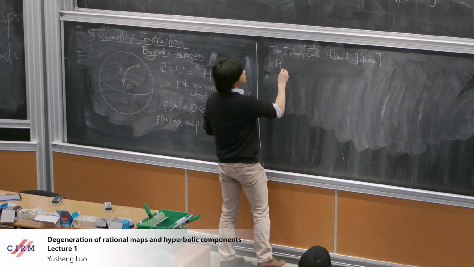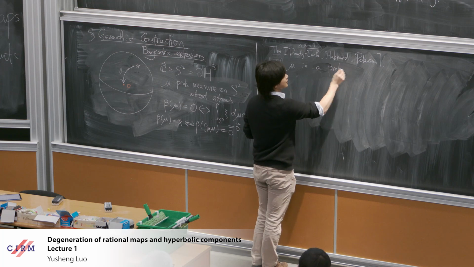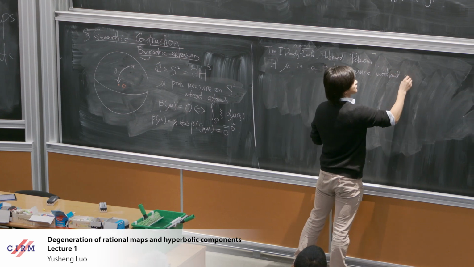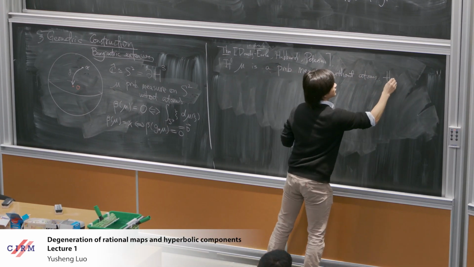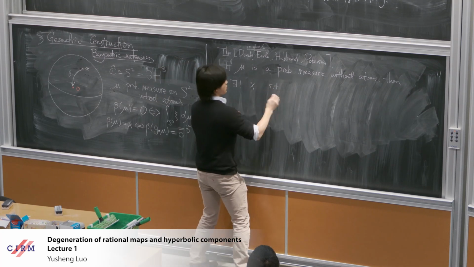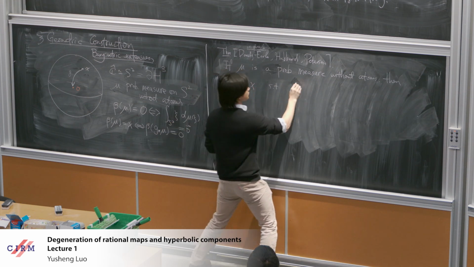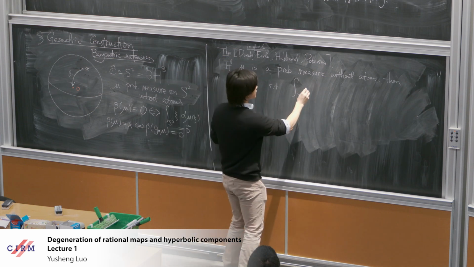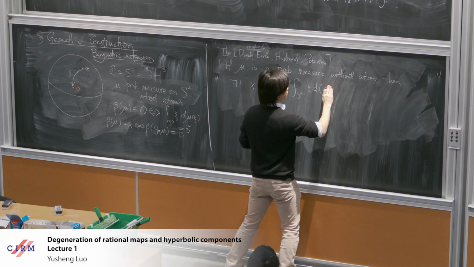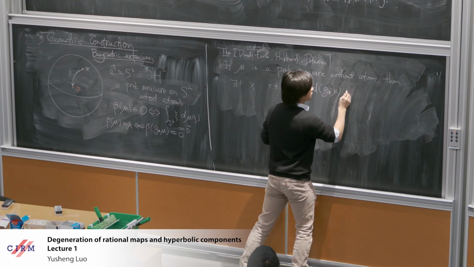The theorem says that if mu is a probability measure without atoms, then there exists a unique x such that the integral over S2, when you take the push forward by g of this measure mu, at zeta equals 0.